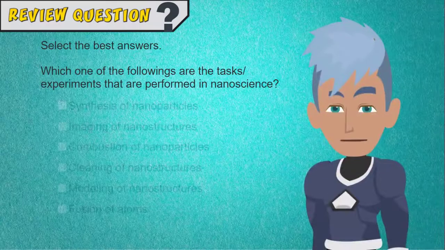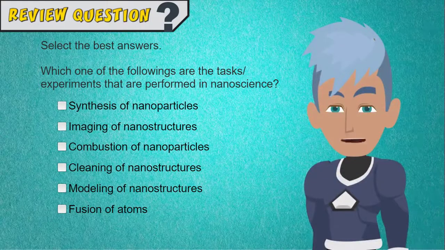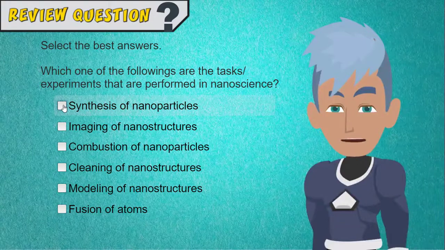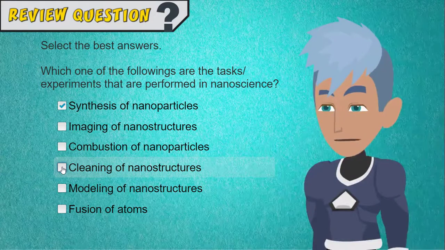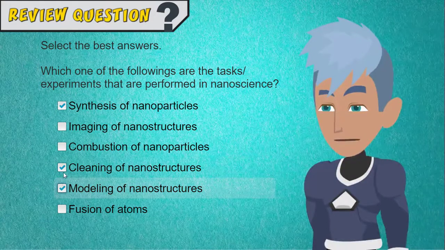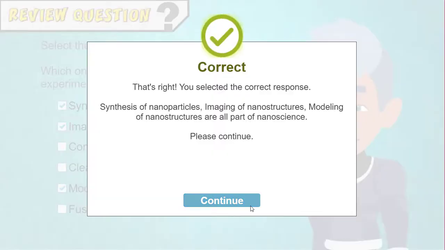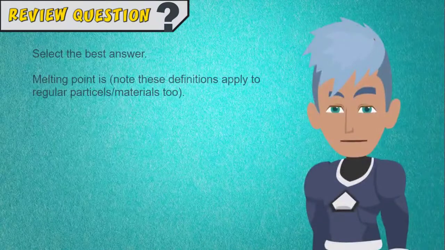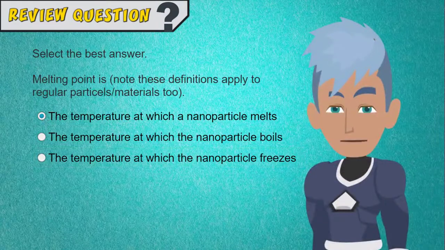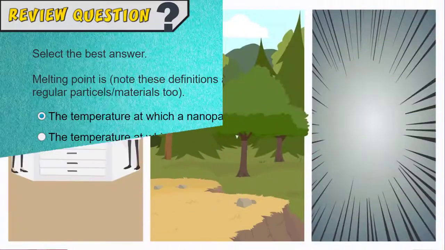Select the best answers. Which one of the following are the tasks/experiments that are performed in nanoscience? Synthesis of nanoparticles, imaging of nanostructures. That's right. You selected it. Select the best answer. Melting point is the temperature.